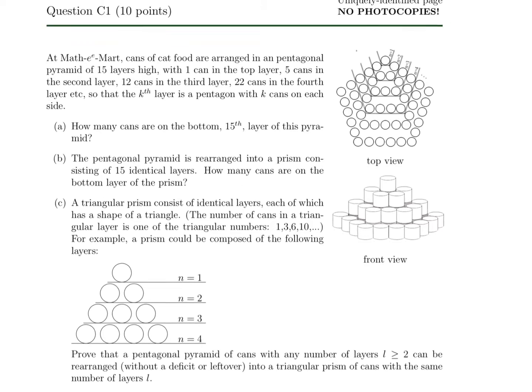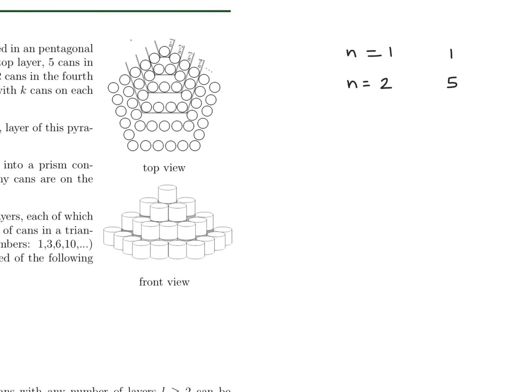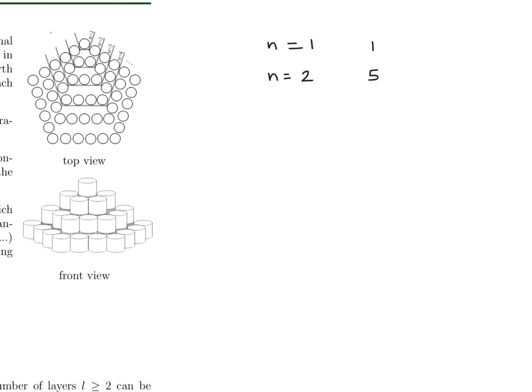Okay, so I will definitely need a lot of space. In the first layer, they tell you that it's 1. And then the second layer, which is n equals 2, it's 5. They're showing you that here. Probably a good idea to keep it in view. So n equals 3 is 12. n equals 4 is 22. n equals 5 is 35.